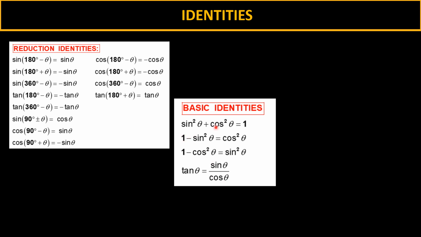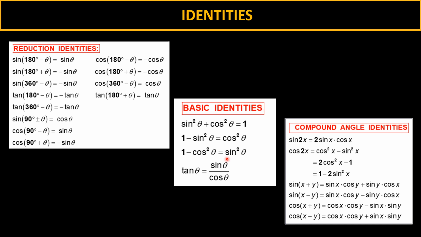Now, the sine squared plus cosine squared equal to 1, we could also have variations of it. If I transpose the cosine squared, I get 1 minus cosine squared is sine squared. 1 minus cosine squared of theta is equal to sine squared of theta, right? Or the other way around, cosine squared of theta is equal to 1 minus sine squared of theta.